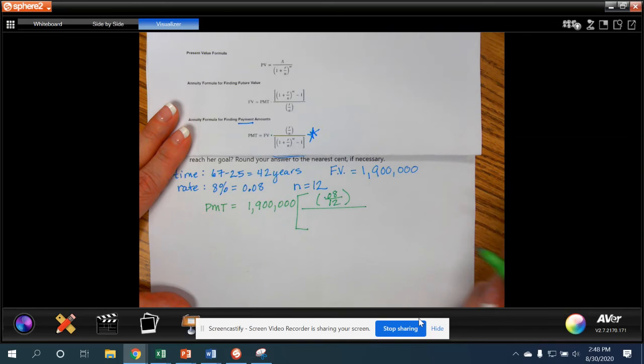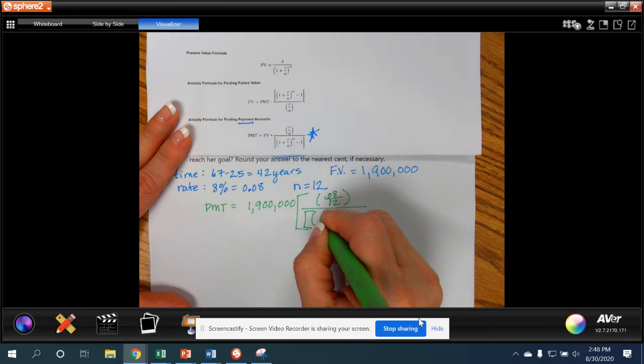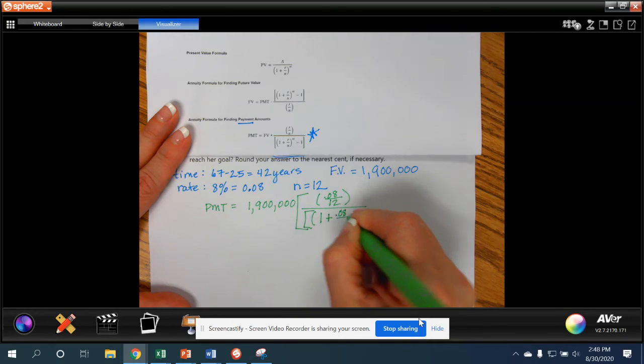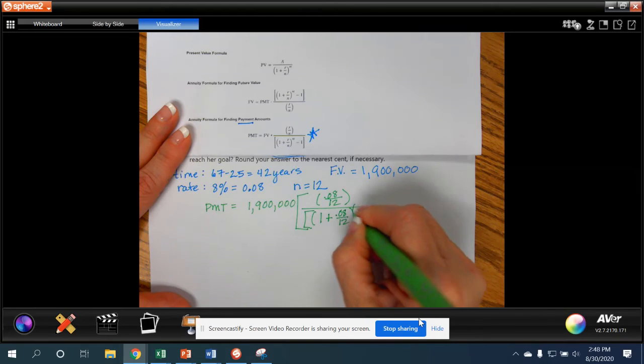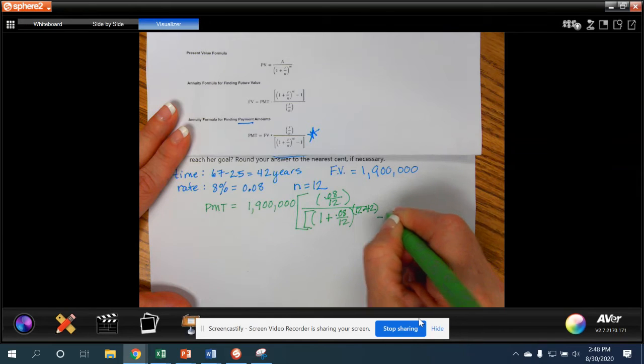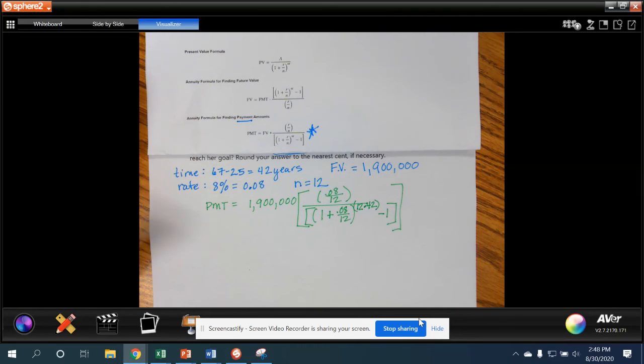In the denominator, it gets a little bit crazier. I have 1, just the plain old 1, plus, again, 0.08 over 12 to the nt. nt is 12 times 42, and then we subtract 1, all in bracket, and that's inside. Now, this is where you might get the setup correct and then not the answer, but the setup is correct. It's all based on how you enter it in the calculator.